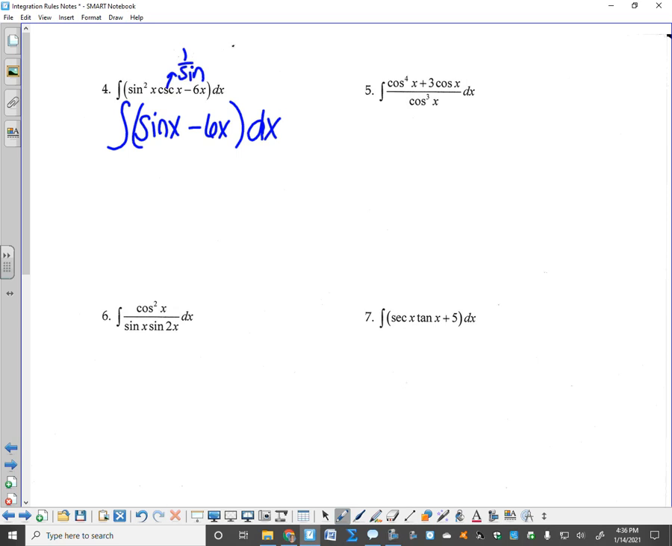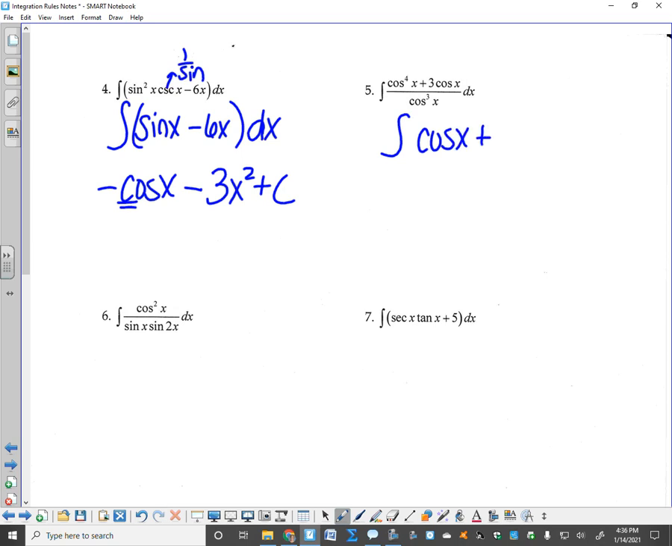Now the integral of sine is going to be cosine. That starts with a c, so that's a negative. Minus 3x squared plus c. Oh my. All right, here we go. Let's clean.